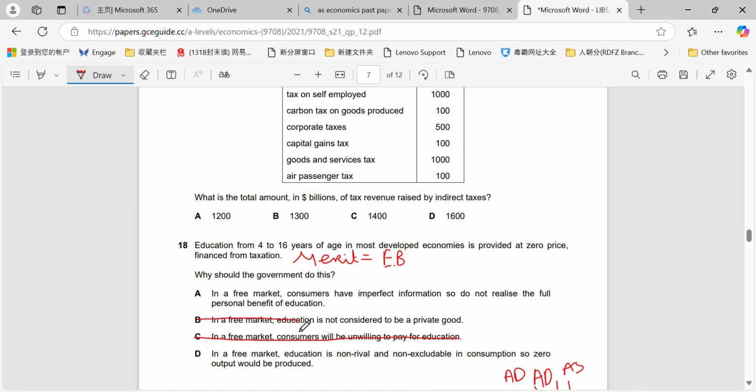Free market education is not considered a private good. We just explained it is a private good. Education is non-rival, non-excludable, so consumption is zero. Now that would be true if it was a public good, but we've just explained that it's a merit good, and therefore it's a private good. Okay, so that does not explain why. What does explain why is that it's a merit good, so consumers have imperfect information. They're not aware of these external benefits that it will generate, and therefore they don't realize the socially optimum level, which means that the governments have to try and provide it to get them to experience these external benefits that it generates.